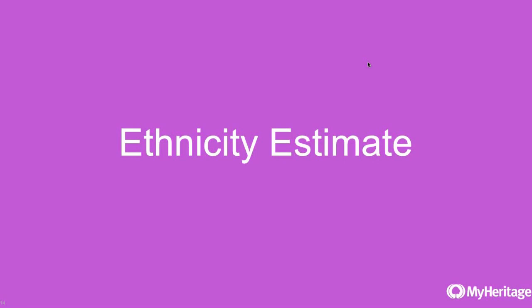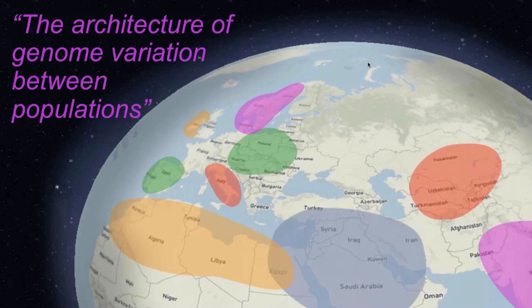We break the information down into 2 main themes on MyHeritage. The first one is that we can identify your ethnicity estimate. An ethnicity estimate is what we call the architecture of genome variation between populations. If we were able to say that this is the DNA of someone coming from that region, from that ethnic group, and we know how to identify it, we can try and see if we can determine those patterns in a person's DNA.